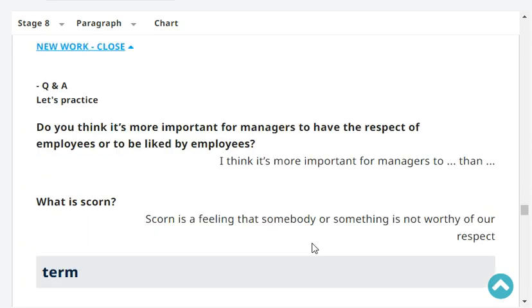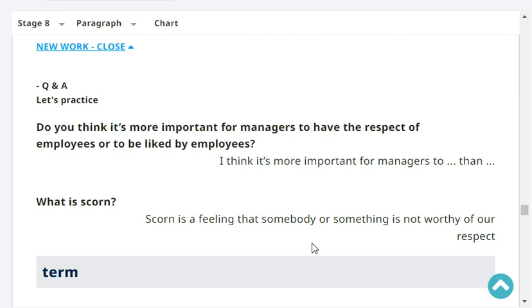Let's practice. Do you think it's more important for managers to have the respect of employees or to be liked by employees? I think it's more important for managers to have the respect of employees than to be liked by employees.